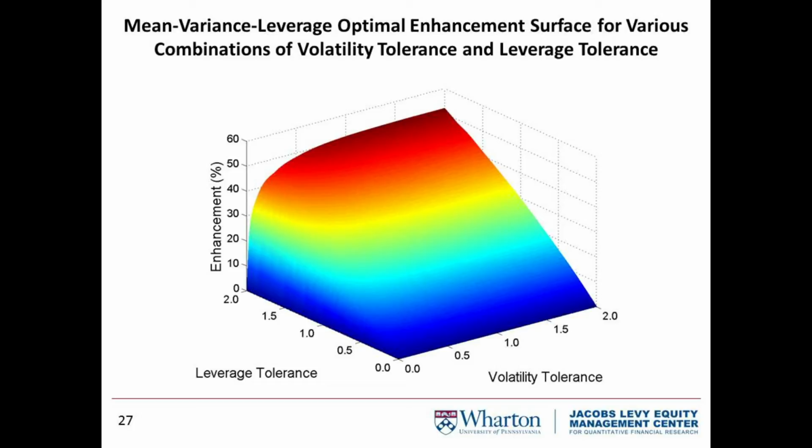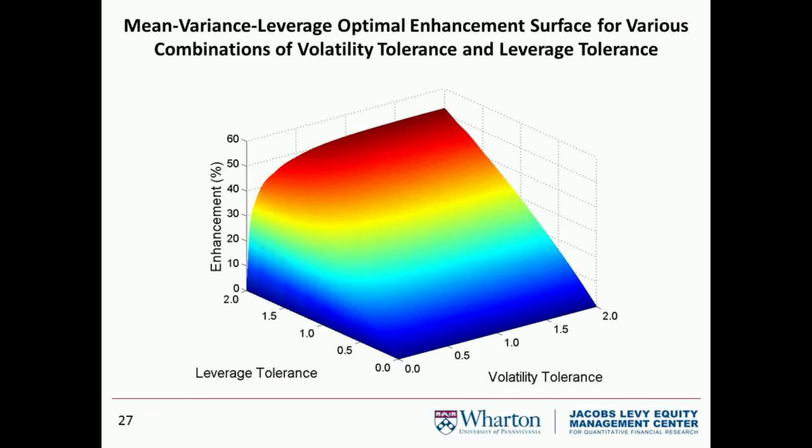And let's talk a little bit about the shape of this surface. Let's first talk about the case where the volatility tolerance is 0. When your volatility tolerance is 0, you don't want any active risk. So your enhancement will be 0, which is along the y-axis. And if your enhancement is 0, you don't want any volatility tolerance, then all those portfolios are index funds. No active risk. Now let's take the case where your leverage tolerance is 0. Here, you don't want any leverage. So all the portfolios along this x-axis would be long-only portfolios. Again, no enhancement, that is, there's no leverage that's present.